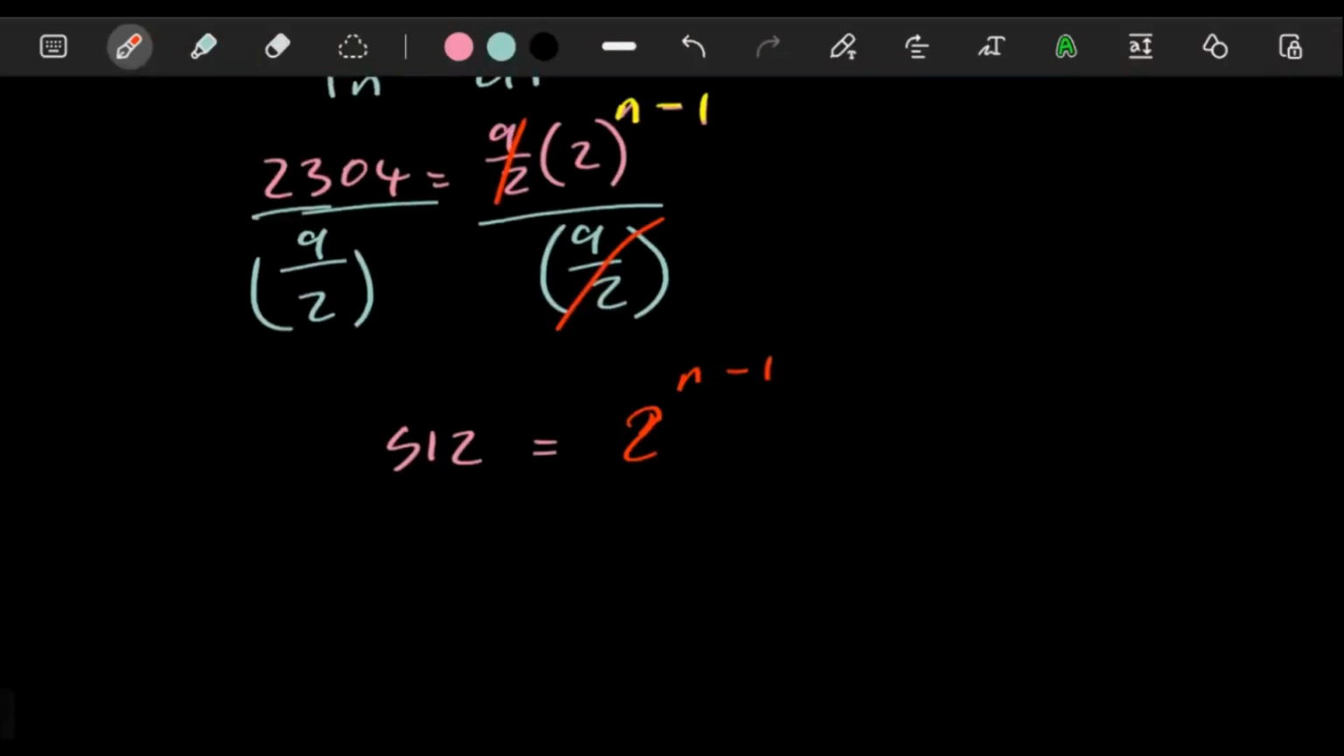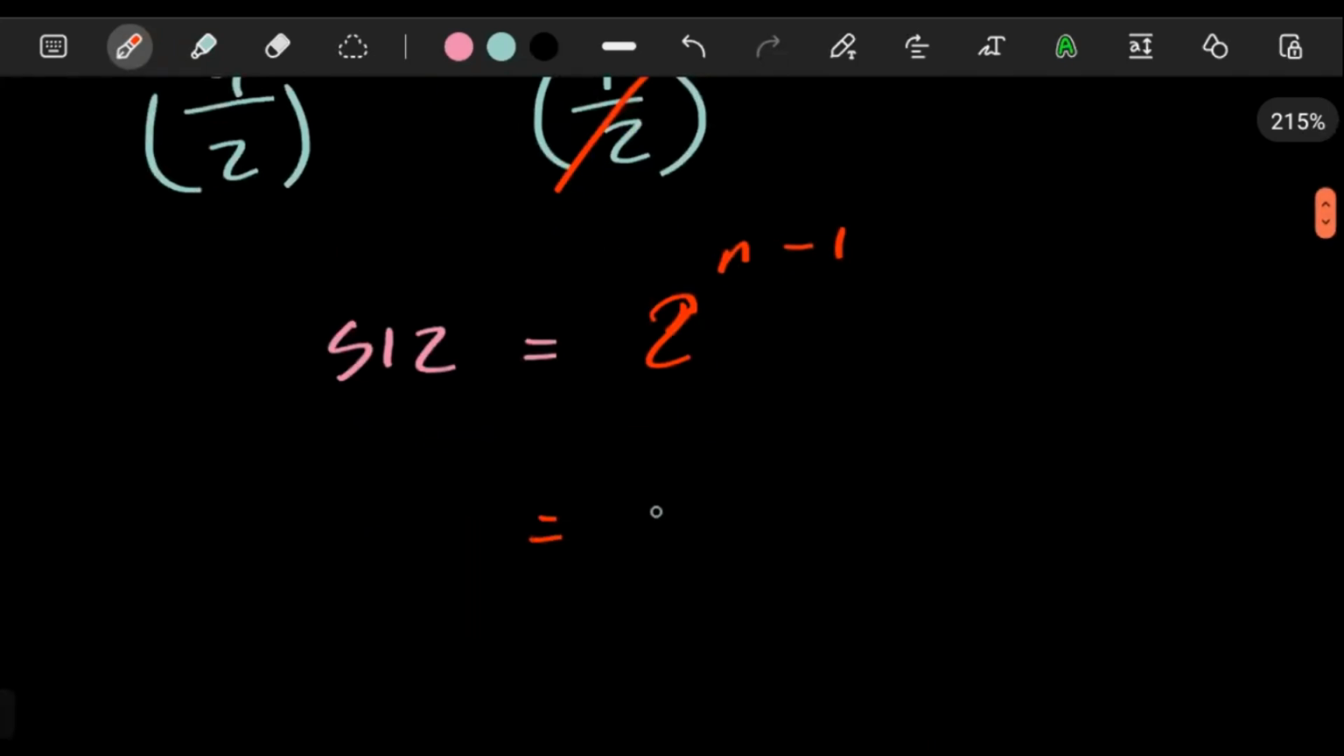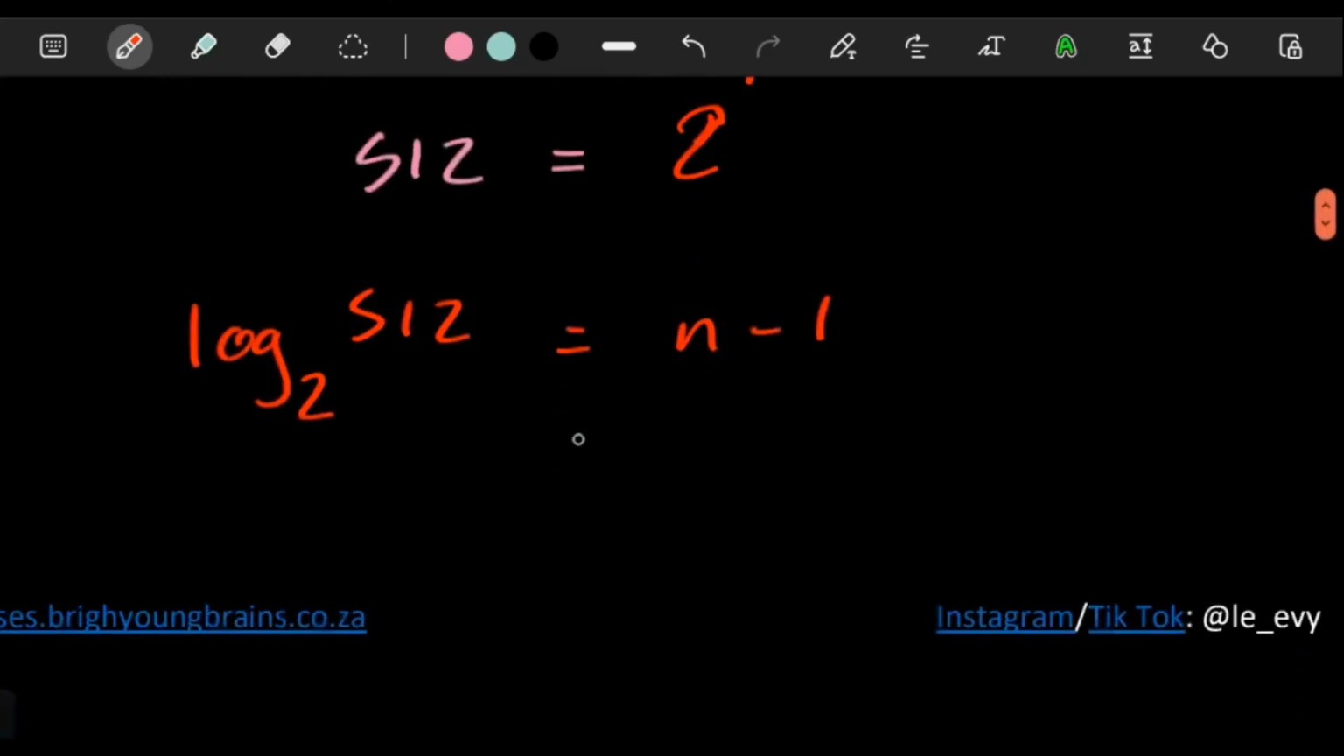If you're going to work out your value of n, you're going to have to use logs. Whenever you use logs, you isolate the exponent, and then whatever the base of the exponent was, we make that the base of the log. This number is still just going to be there.